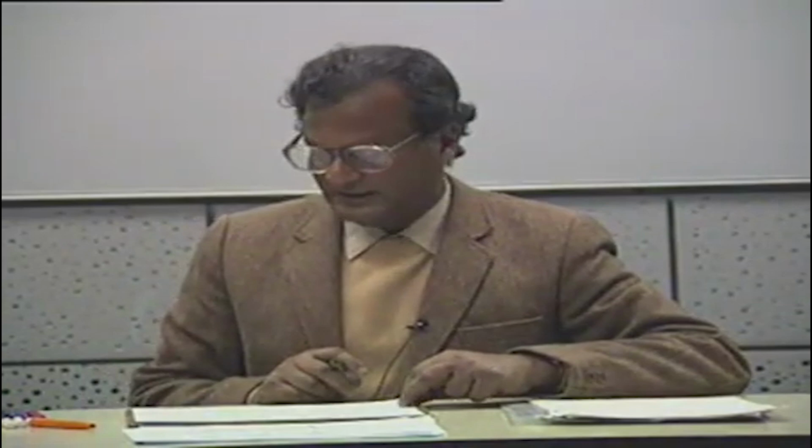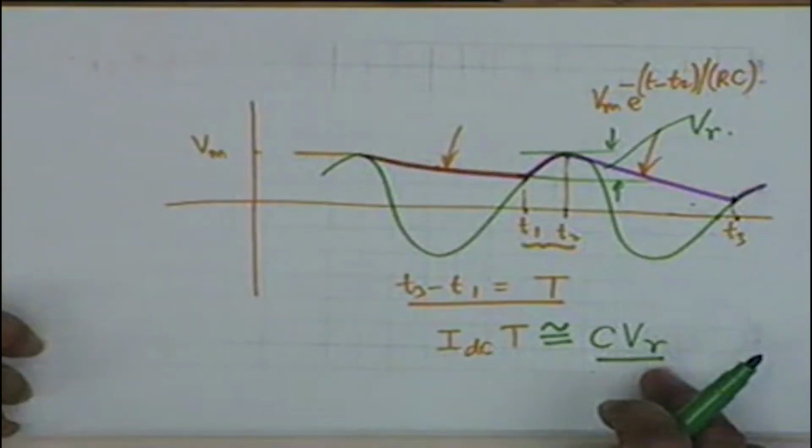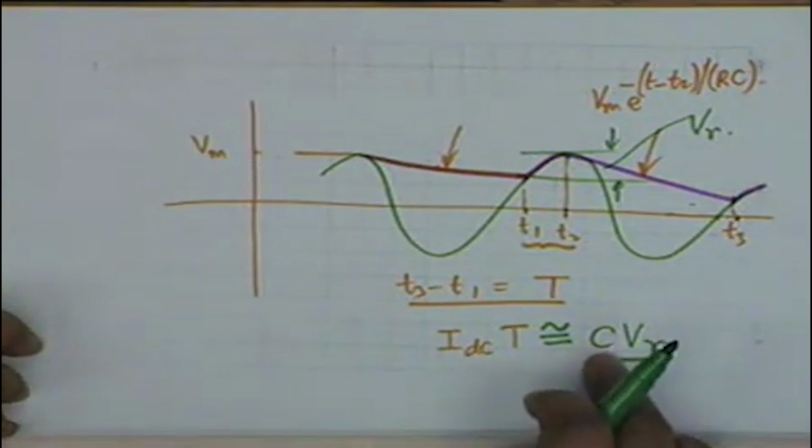The charge lost by the capacitor during one period is IDC multiplied by T, and the charge gained by the capacitor, it can gain only when the diode current flows. Therefore, it gains during the time interval T1 to T2, and that charge is C times VR if VR is the ripple voltage, and therefore the required value of C to obtain a required ripple level, obviously the ripple level will depend on C.